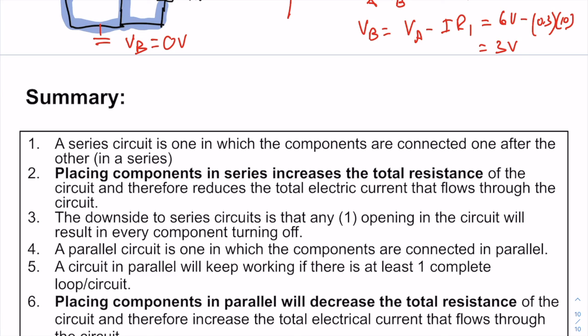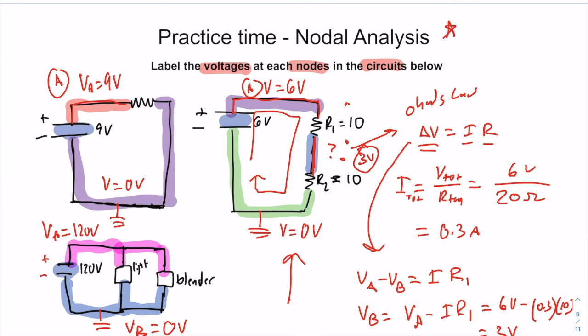Overall, what we've seen this time is we have series components and parallel circuits. Right? If we place components in series, the total resistance increases, and if we place components in parallel, the total resistance will decrease. And we have a fancy way of looking at this, which is called nodal analysis, which is an insight into how engineers look at circuits.